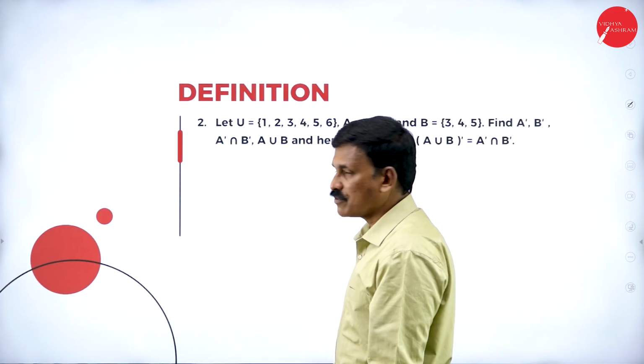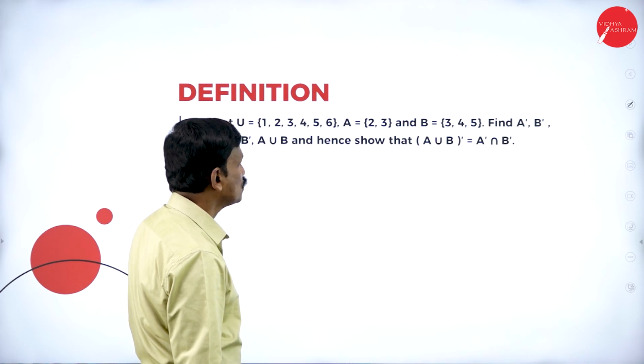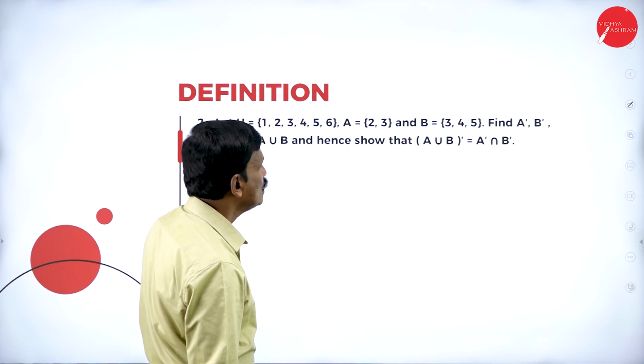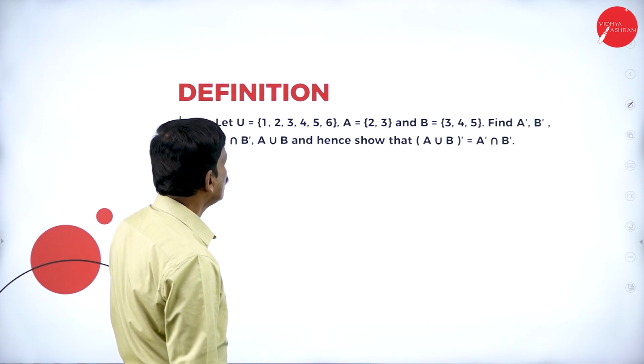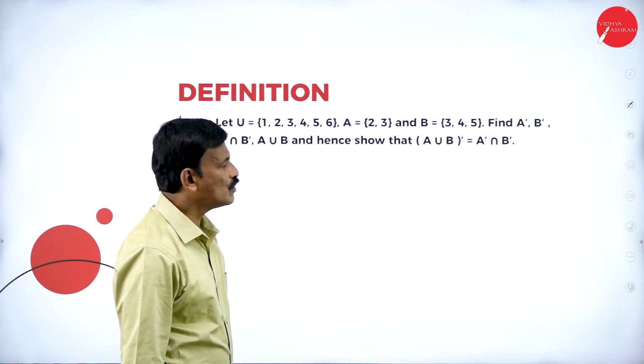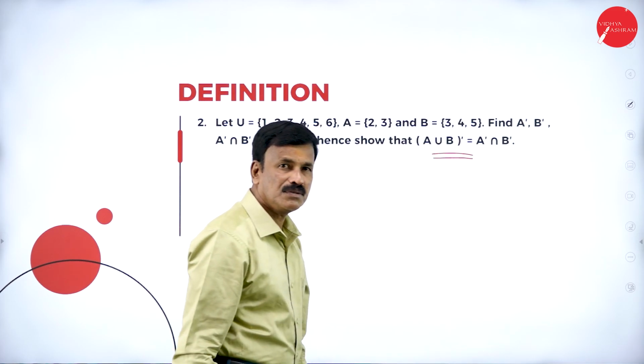Now, let us take one more example. Let U = {1, 2, 3, 4, 5, 6}, A = {2, 3}, B = {3, 4, 5}. Find A dash, B dash, A dash intersection B dash, A union B, and hence show that (A union B) whole dash is equal to A dash intersection B dash. De Morgan's law. This is very, very important.